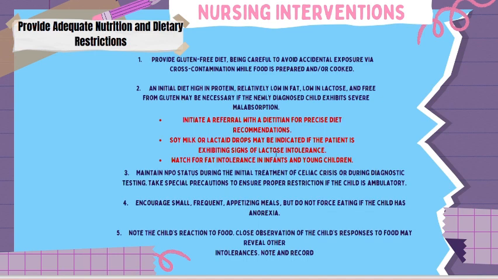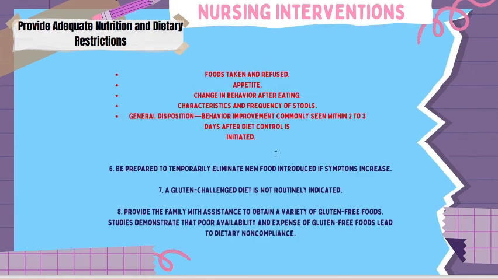So next is number 6. Be prepared to temporarily eliminate new food introduced if symptoms increase. So, if you have celiac disease, you can eat the following foods which naturally do not contain gluten: most dairy products such as cheese, butter, and milk, fruits and vegetables, meat and fish, although not breaded or buttered, potatoes, rice and rice noodles, gluten-free flours including rice, corn, soy, and potato flour.